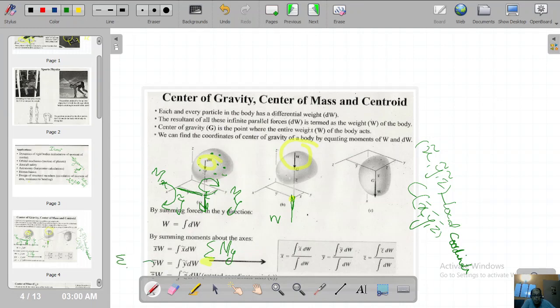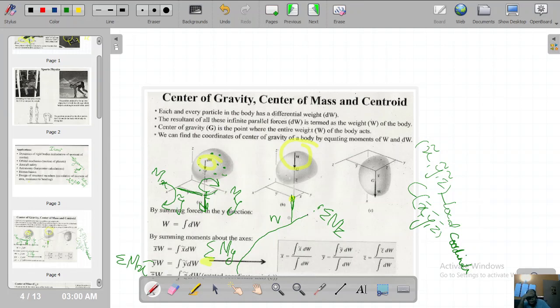Okay, so before that, this one was the summation of moments about the x-axis, and the last one will be giving us the summation of all the moments about the z-axis. It will be giving the moments about the z-axis. Okay, so this way.